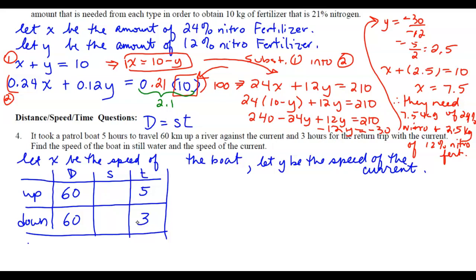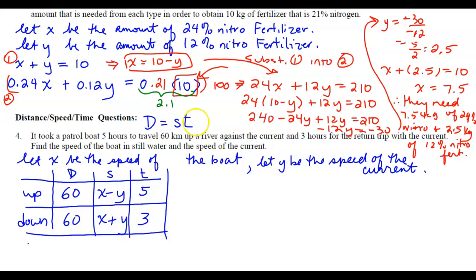So if x is the speed of the boat and y is the speed of the current, then going up, remember, it's harder. It's going to be x minus y because the current is working against the boat. But going down the river, the current is helping the boat along. Okay, so we fill in all of the columns there.